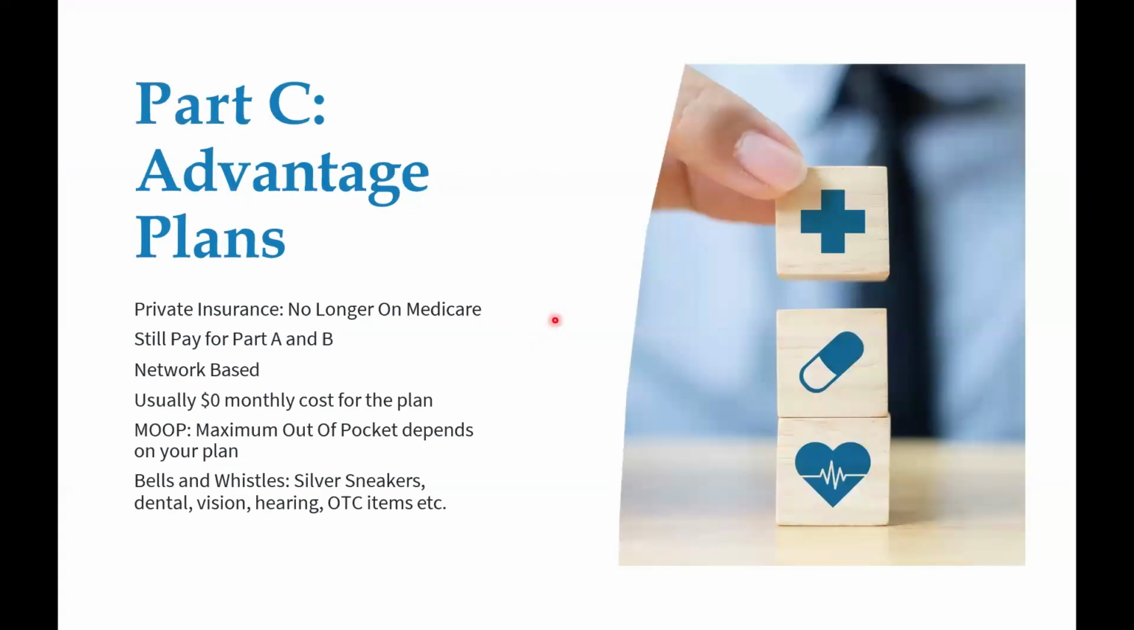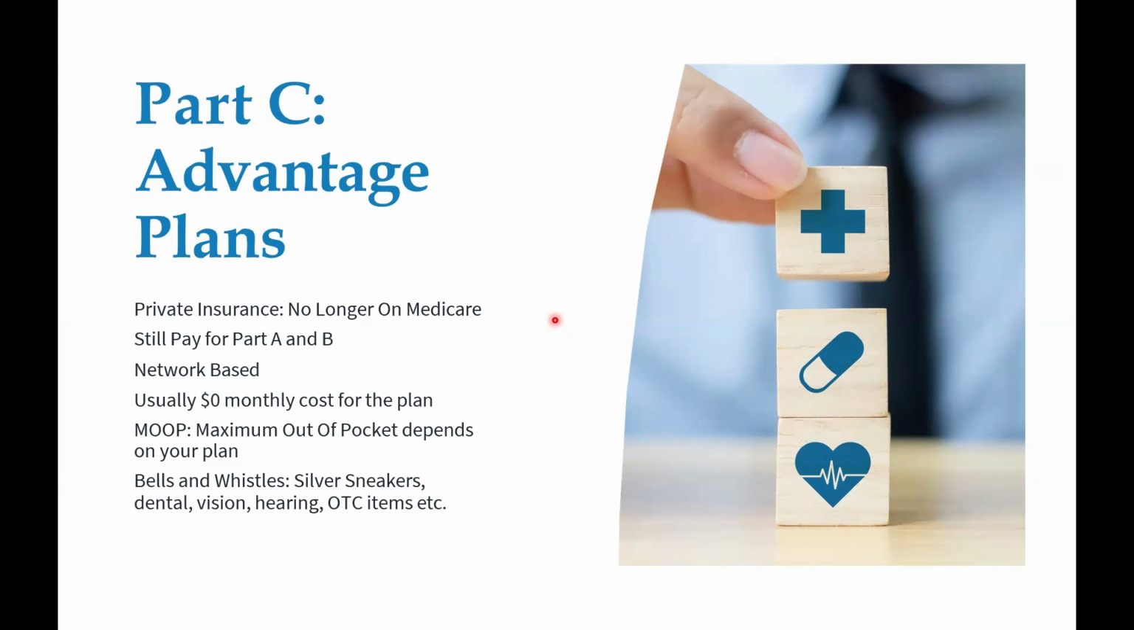Part C is an Advantage plan. If you have an Advantage plan, you are actually not on Medicare anymore. A private insurance company is now in charge of your coverage. You do still have to pay for Part B with Medicare, even though you don't have Medicare, because Medicare uses your premiums to subsidize these Part C plans. So even though you're not technically on Medicare, you're still paying for Part B.